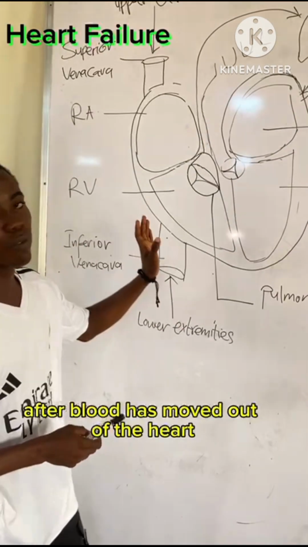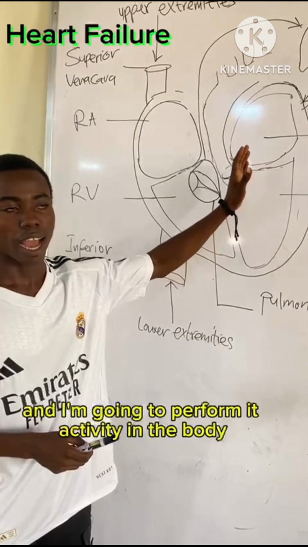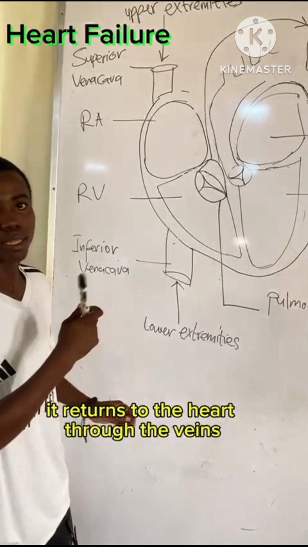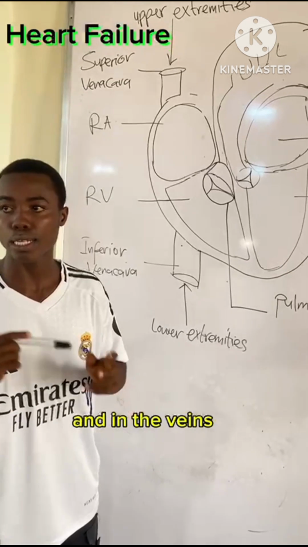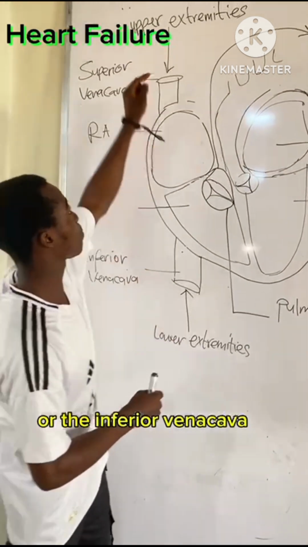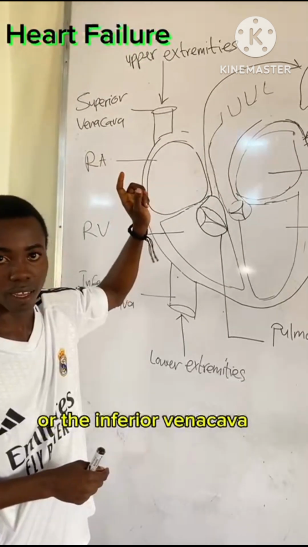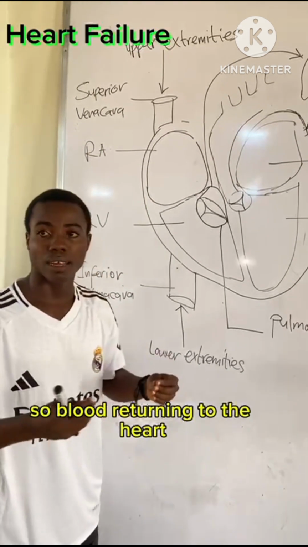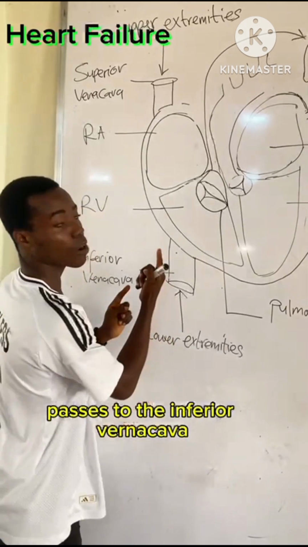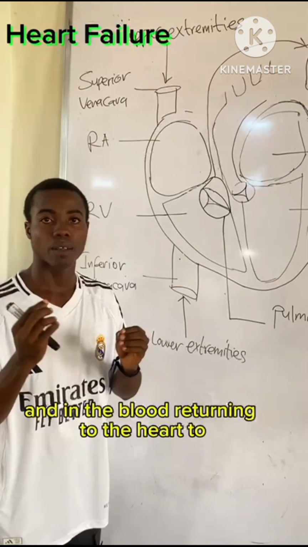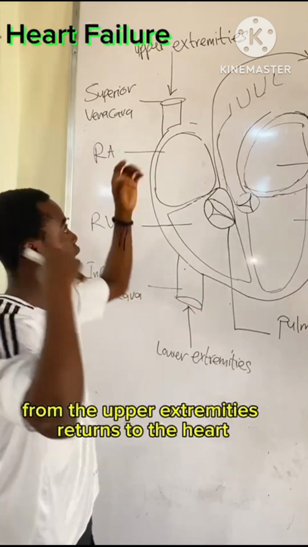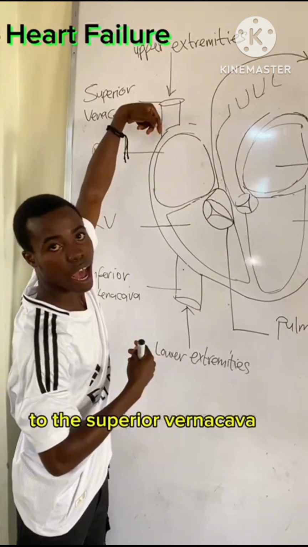After the blood has moved out of the heart and then gone to perform its activity in the body, it returns to the heart through the veins. In the veins, it passes through the inferior vena cava or the superior vena cava. So blood returning to the heart through our lower extremities passes through the inferior vena cava, and the blood returning from the upper extremities returns through the superior vena cava.